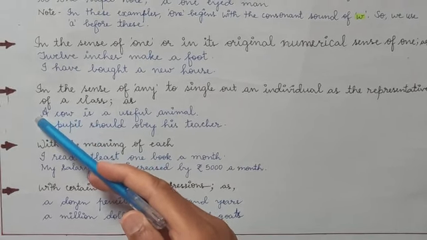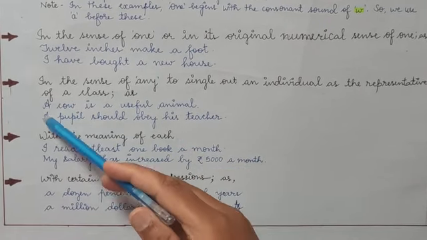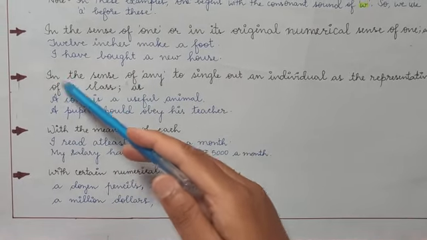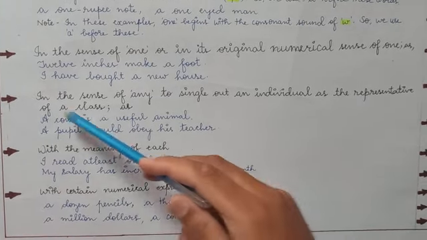Before cow we use a. Before pupil we use a. A cow is a useful animal. A pupil should obey his teacher. The rule I am going to read out once again: in the sense of any, to single out an individual as the representative of a class.